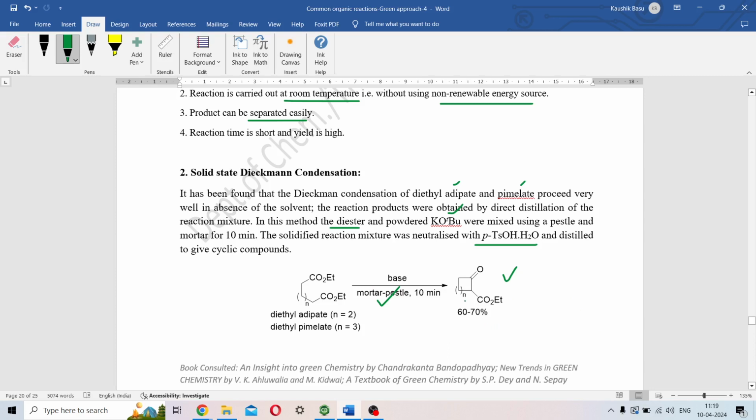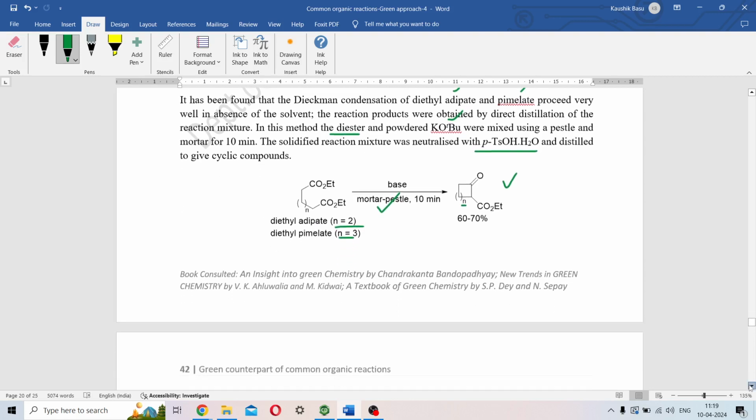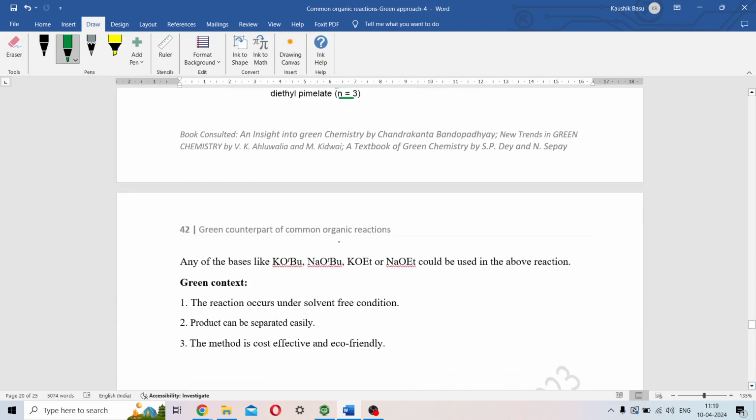Okay, so see, when n is equal to 2, this is a 5-membered ring. When n is equal to 3, this is a 6-membered ring. So you have started from this compound. When n is equal to 2, it is diethyl adipate. When n is equal to 3, it is diethyl pimelate. You can also use sodium tertiary butoxide or potassium ethoxide or sodium ethoxide. All these bases you can use. What are the green contexts? Solvent free condition, therefore no solvent is involved. Product separation is very easy, method is cost effective and eco-friendly.